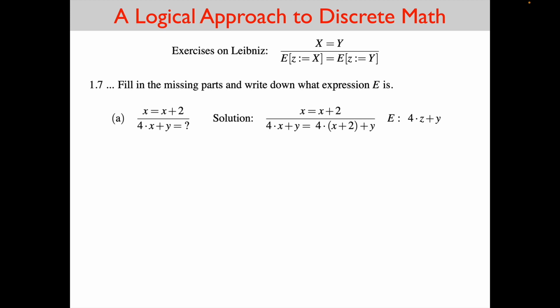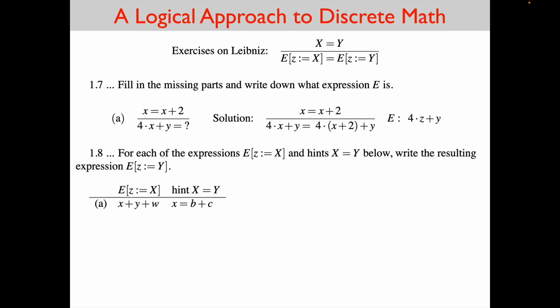And if you replace z with x plus 2, you get 4 times parentheses x plus 2 close parentheses plus y, which is on the right-hand side of the equal sign in the equality below the inference rule horizontal line. And then the rest of the parts B, C, and D are similar.